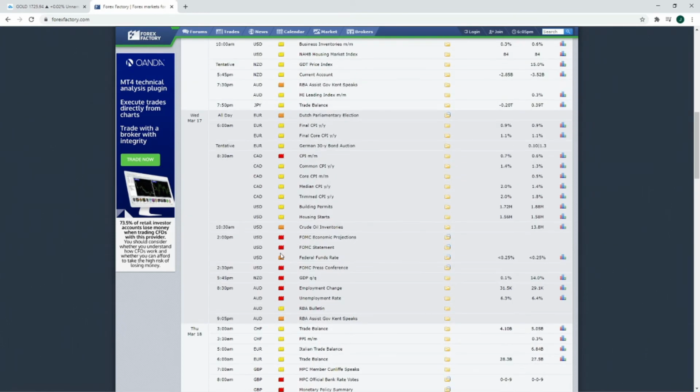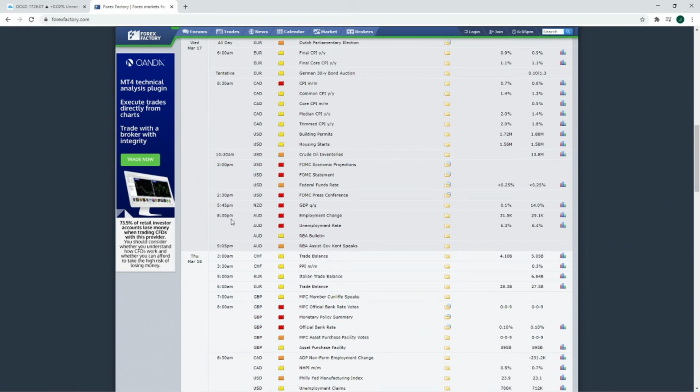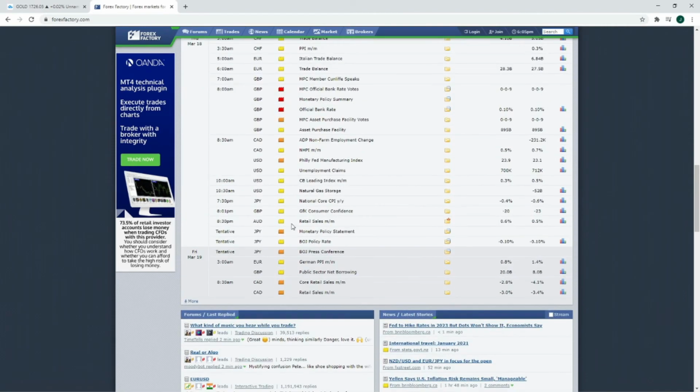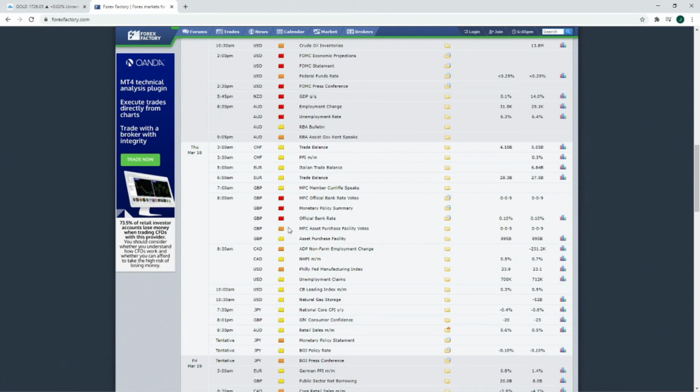So we all know this upcoming week we have Wednesday 8:30 AM CAD news, and then in the afternoon we have US news from 2 PM, and then at 8:30 PM we have Australia news, guys. So look, you want to make sure you check your news and see what's actually going on. And we have GBP news on Thursday at 8 AM. We have the MPC official bank rate vote, official bank rate and monetary policy summary, guys, on the pound.